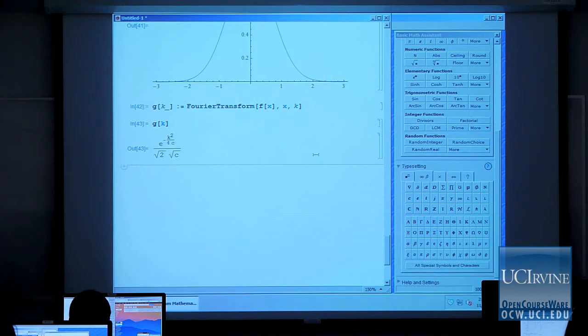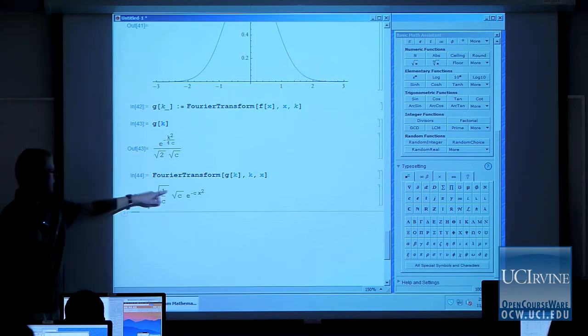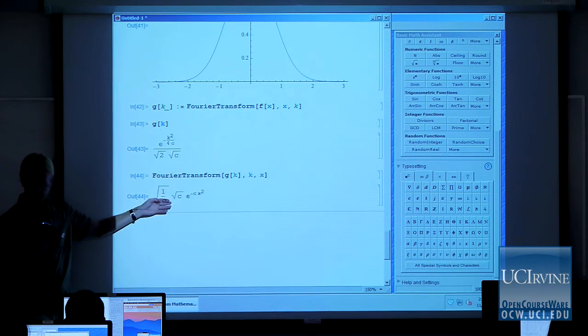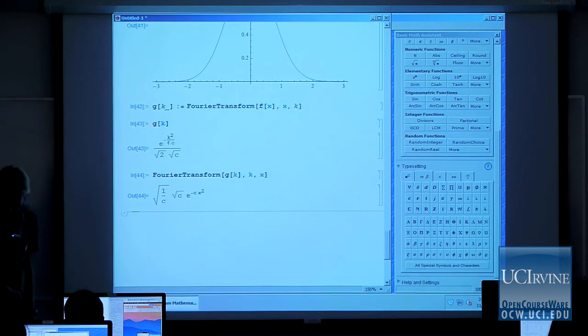And so what we can do is we can ask for the Fourier transform of g of k, k goes to x. And notice, aside from these square root factors that cancel and give 1, we get back exactly the same function.